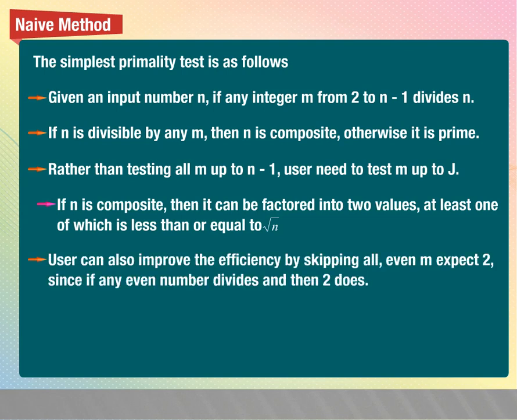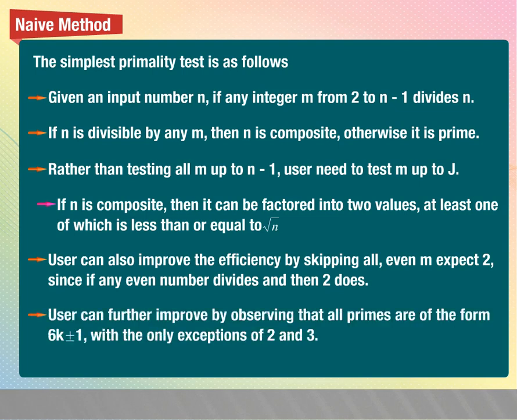The user can also improve the efficiency by skipping all even m except 2, since if any even number divides n, then 2 does. The user can further improve by observing that all primes are of the form 6k plus or minus 1, with the only exceptions of 2 and 3.